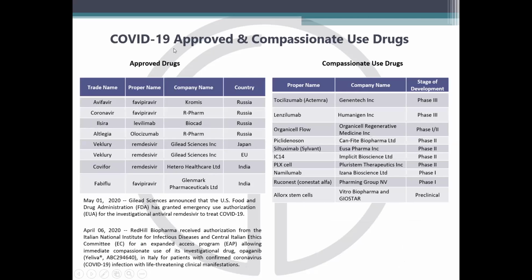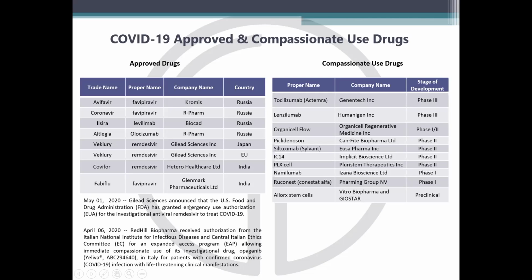I just said that we have 6 approved drugs. These are the drugs: Favipiravir from Chromis, Coronavir from R-Pharm, Ilcira from Biocad, Actemra from R-Pharm, Veklury from Gilead, Covifor from Hetero in India, and Favipiravir from Glenmark, India. There are also compassionate use drugs already in development, which are already in treatment as existing options. They are trying for COVID-19 and are going through compassionate use pathways.